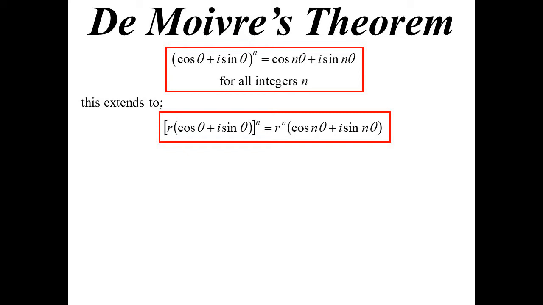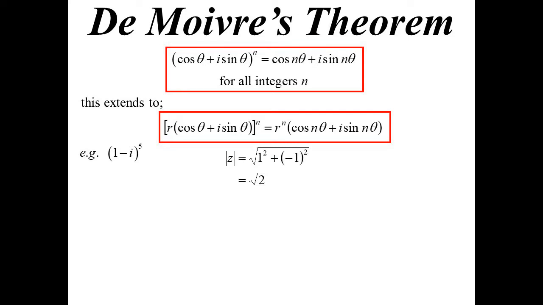So if I want to find (1 - i) to the power of 5, okay, we could expand the whole thing out and then collect like terms and we'd get an answer. It would work. Obviously, the higher the power, the more work involved. De Moivre's theorem allows us to do it a bit quicker.